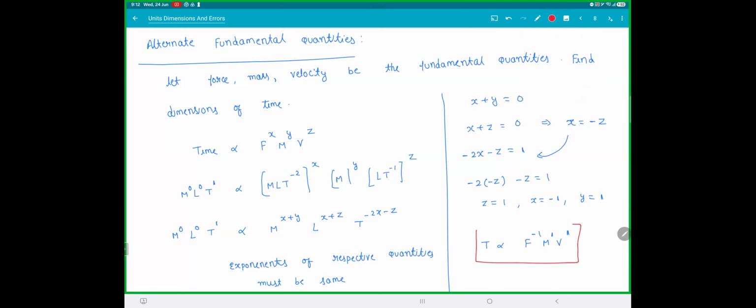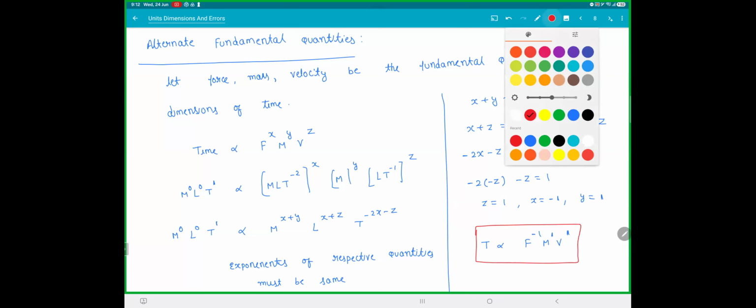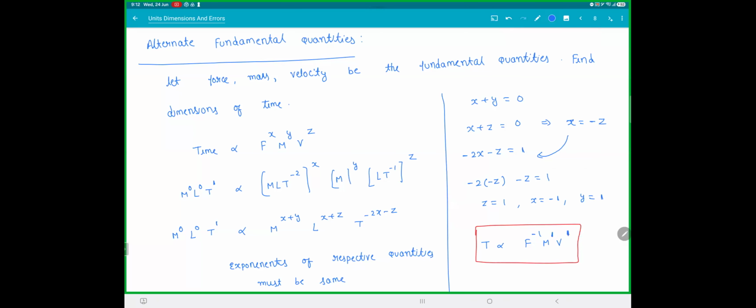Is that understood, how we get this? That means if I use force, mass, and velocity as fundamental, then the dimensions of time are F power minus 1, M power 1, and V power 1. So if you take some alternate fundamental quantities, this is how you get the relation between the new ones and the old ones. All clear with this? Understood the process? Now I'll give you one. Give it a try. That is the best way to learn this, by giving it a try.